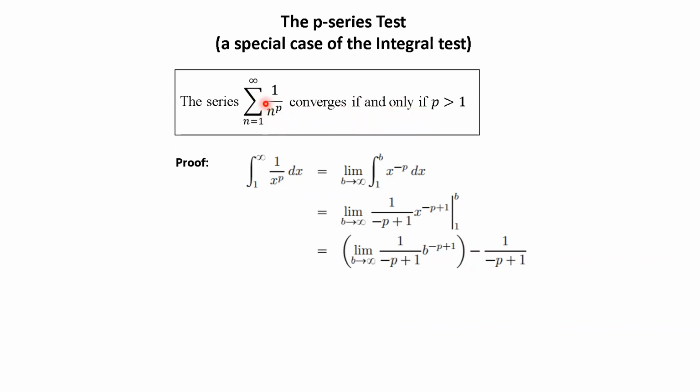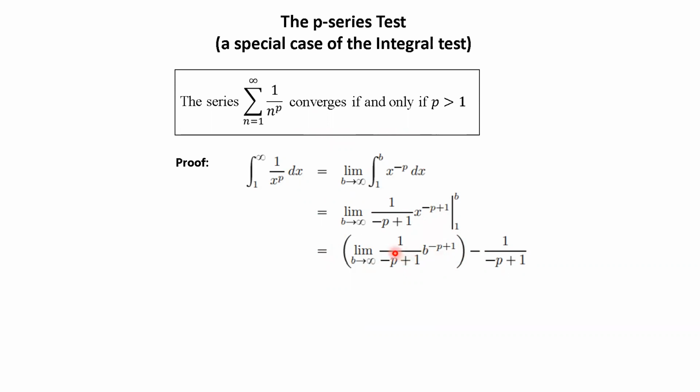And as I said, this is a special case of the integral test. If you just construct a function for this 1 divided by n to the p, then you are just doing this integral over here. Well, you know how to integrate this, so this is the result over here. And then you'll find that if p is greater than 1, then this term won't blow up to infinity.